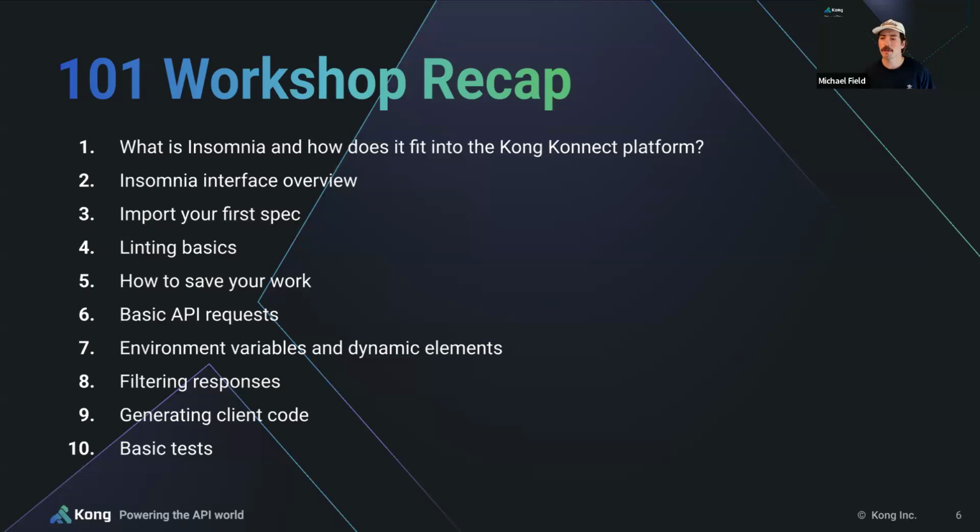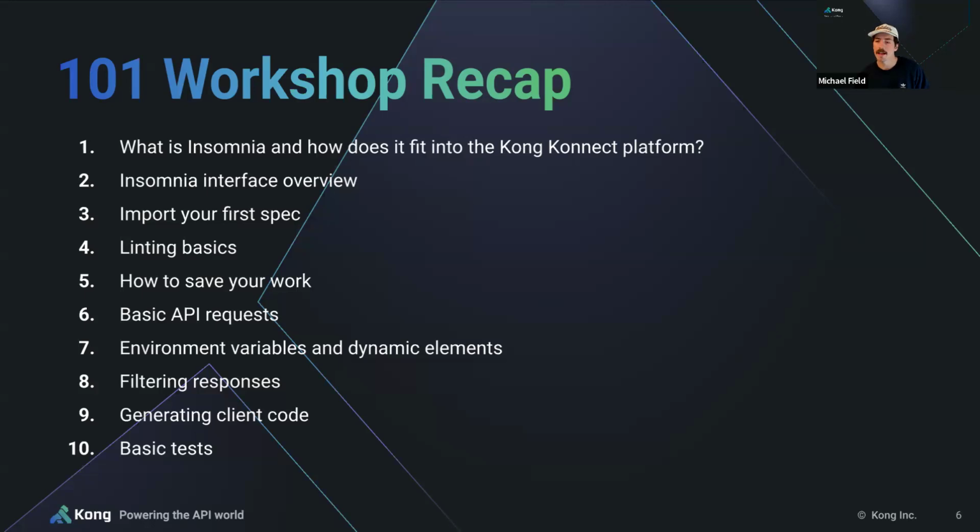We made some modifications and showed the different ways you could save your work inside of Insomnia. So basically, kind of using something very similar to that Git type workflow. We sent some basic requests through and learned about all the tooling and different ways you can send requests inside of Insomnia. We showed the ability to use environment variables and dynamic elements and even use that to manage some of your secret elements. We filtered some of those responses that were coming through and showed some different use cases where you might want to do that.